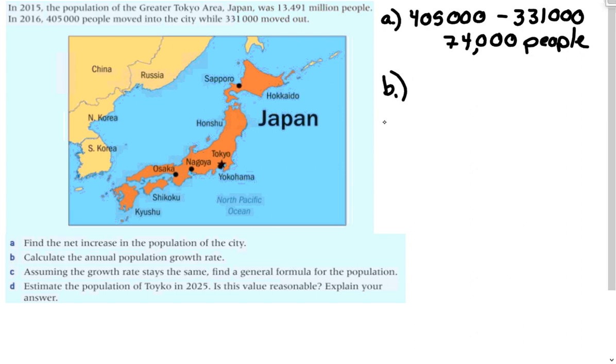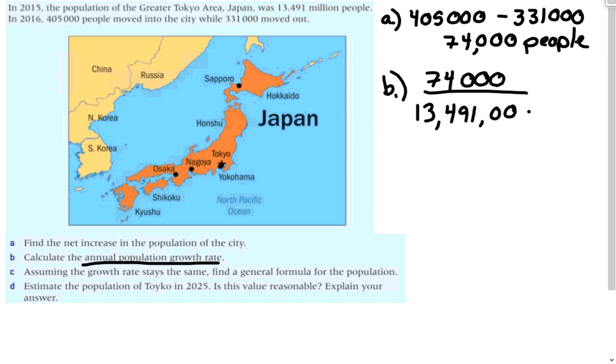For B, it asks for the population growth rate. So this is going to be new for you. The population growth rate is we're looking at how much did it grow compared to what the population was. So our growth was 74,000 people. The number of people that were there already was 13,491,000. So we just divide the two to get our rate.